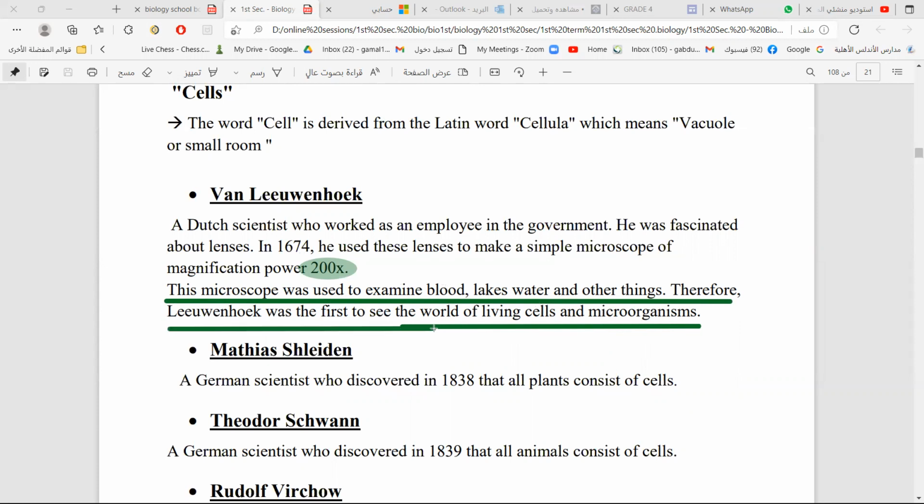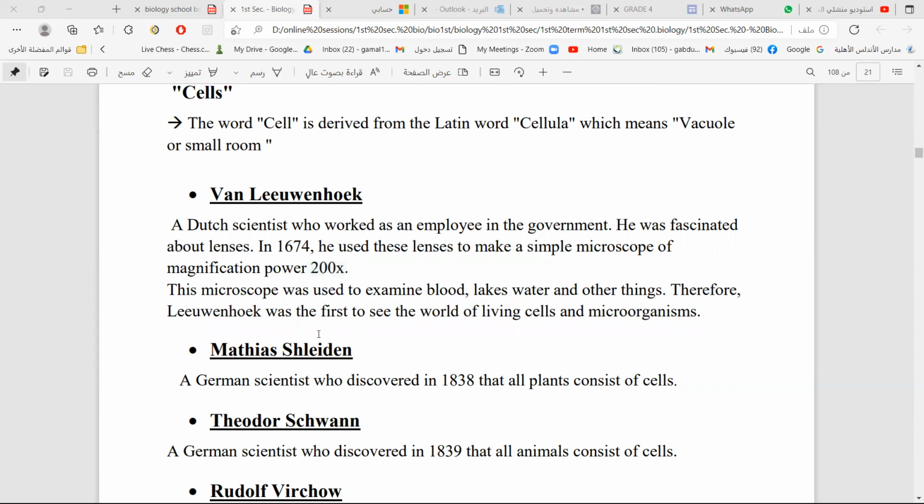The first one to see the world of living organisms or microorganisms like amoeba, paramecium, and so on. He was the first one who saw these living organisms, Van Leeuwenhoek.